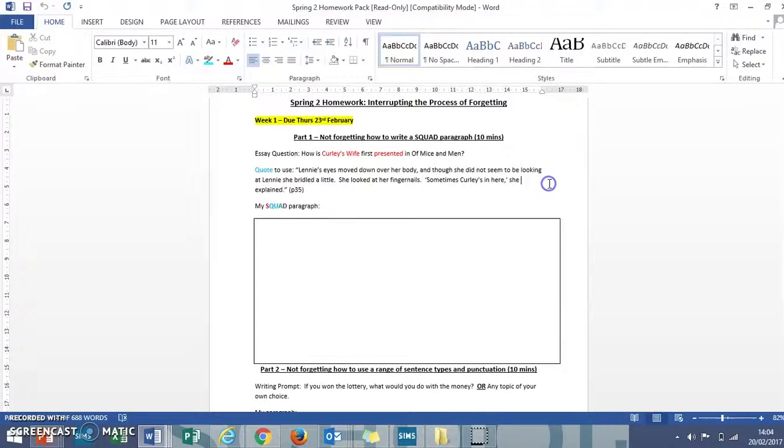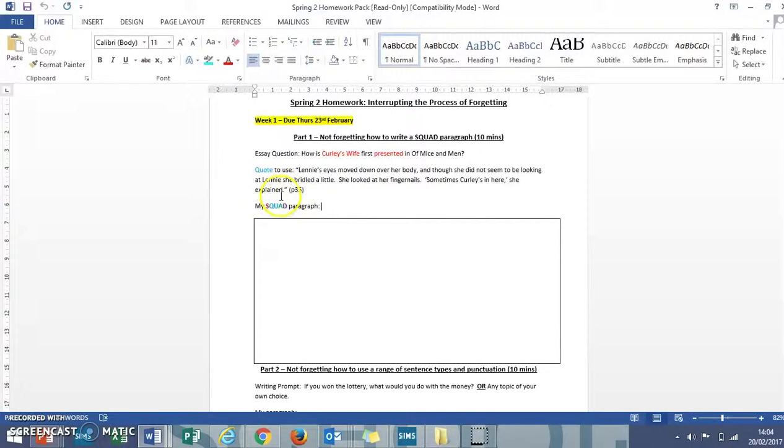So I'm going to explain to you how you can do your homework. The first thing you look for is the essay question. So, how is Curly's wife first presented in Of Mice and Men? The fact these words are red tells you these are words you're going to want to include in your statement. Now, I don't want you to spend a long time looking in the books, so I've provided a quotation for you to use.